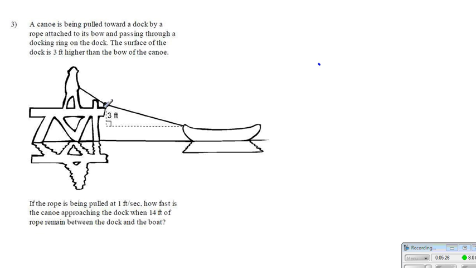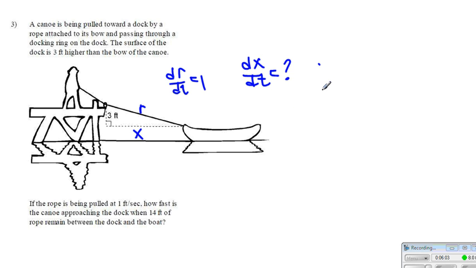Number 3. So here we have this length is always 3 feet above the ground. And of course the rope, why don't we call it R, that changes, and x will be the horizontal distance, also changes. If the rope is pulled at 1 foot per second, that means we are looking at dR/dt is equal to 1. How fast this canoe is approaching, so we are looking for dx/dt. So which relationship will satisfy x, r, and 3?